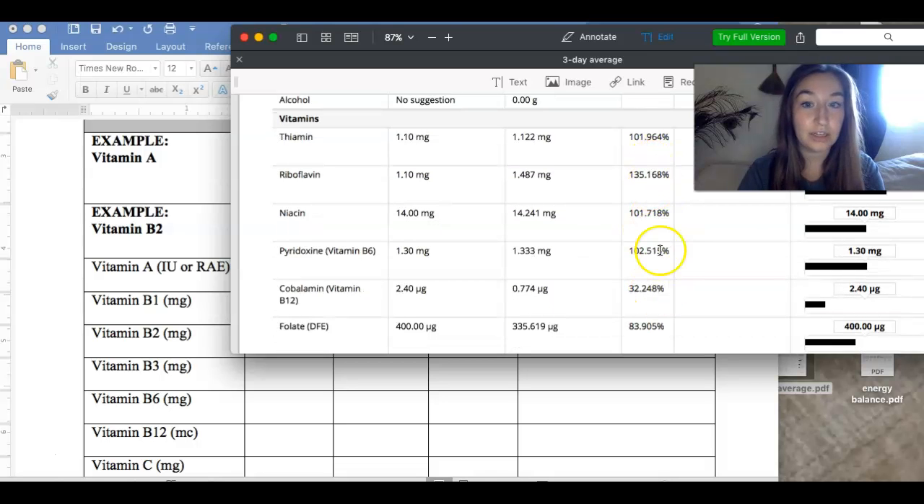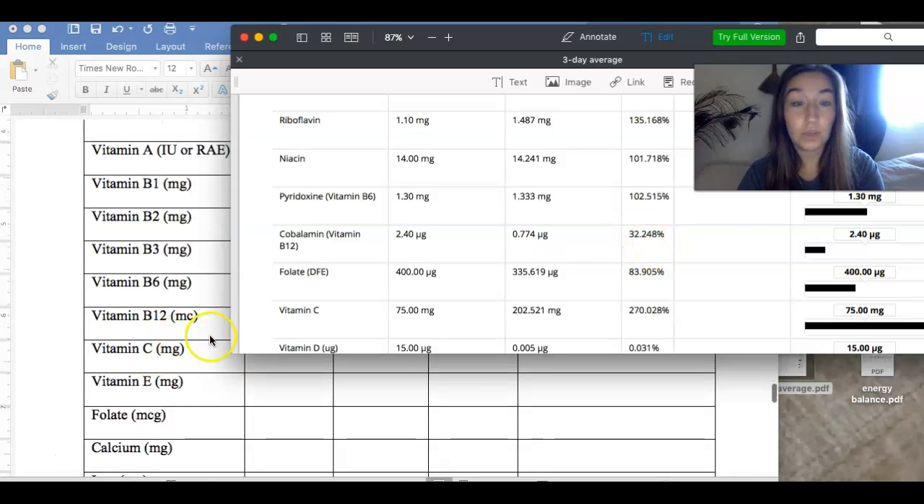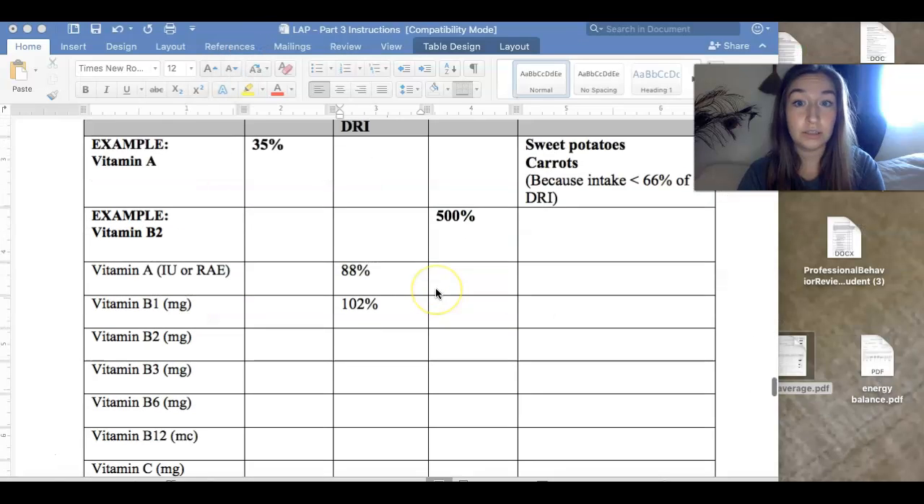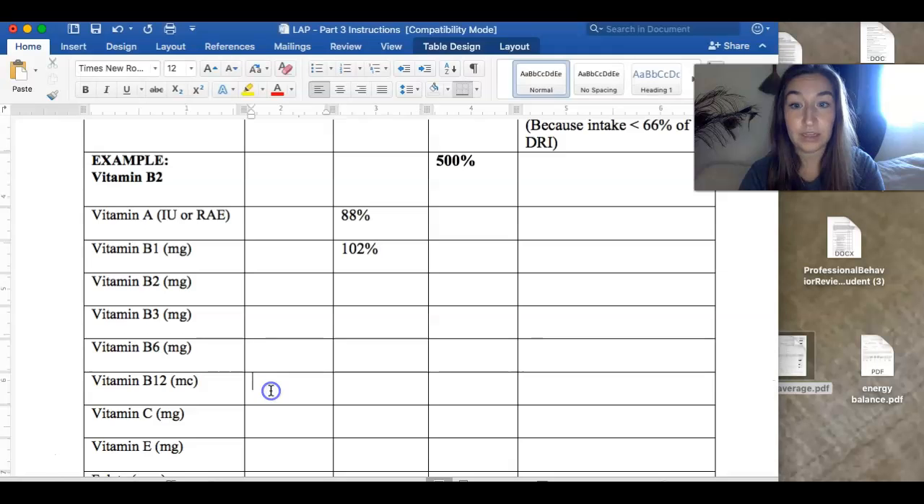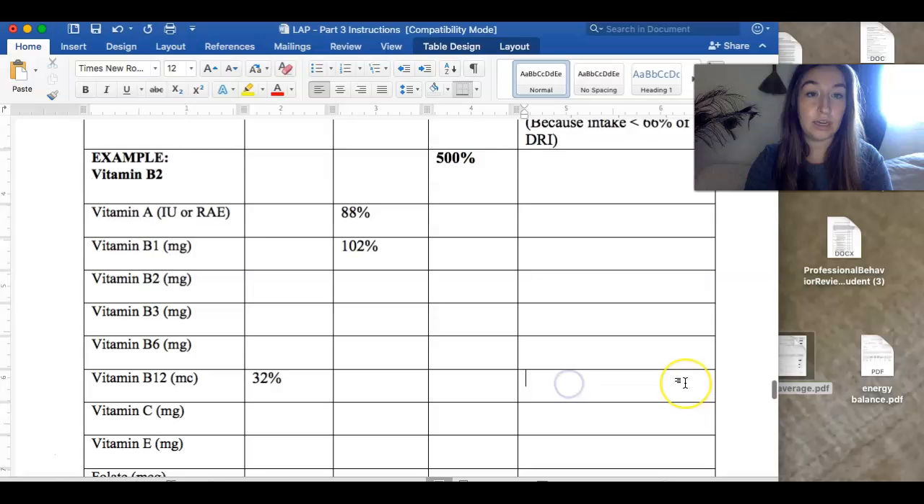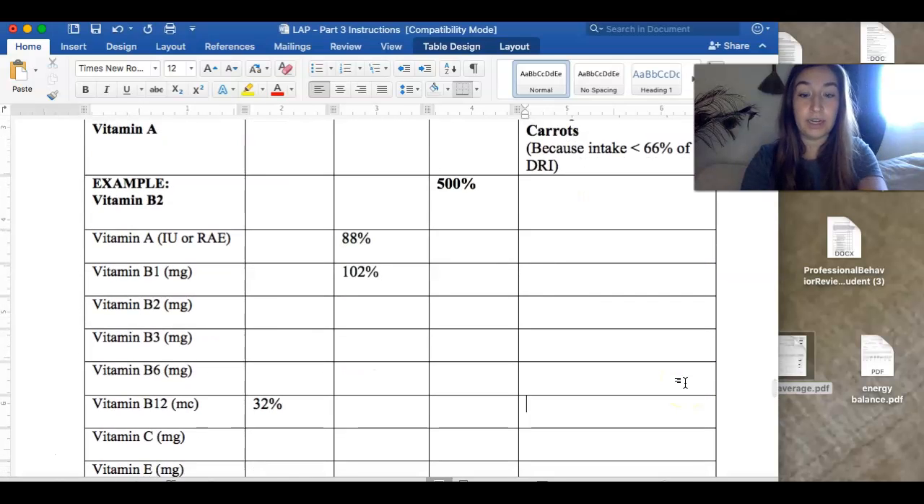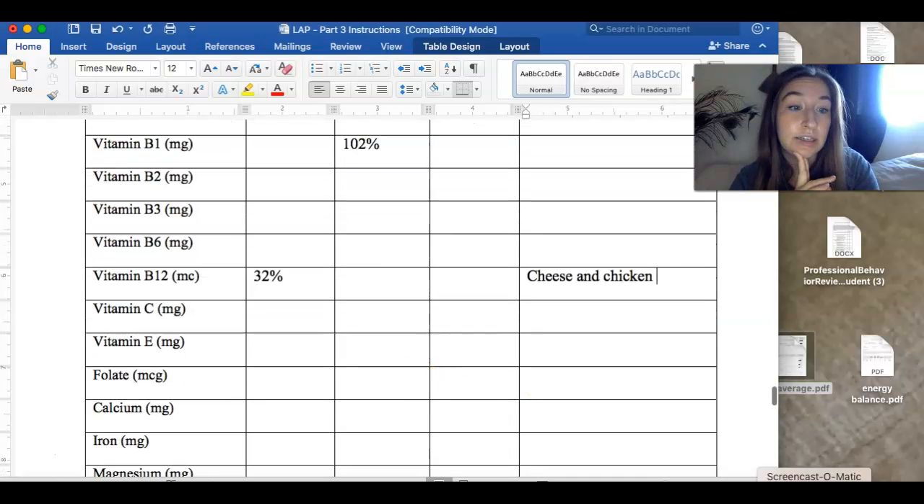I'm just going to go ahead and look at all of these. You can see vitamin B12 is at 32%, which is below the 66% here. So I'm going to go ahead and put that. And I was at 32%. So I'm low in B12. I'm going to put, I don't know, cheese and chicken. Probably not the best options, but whatever.